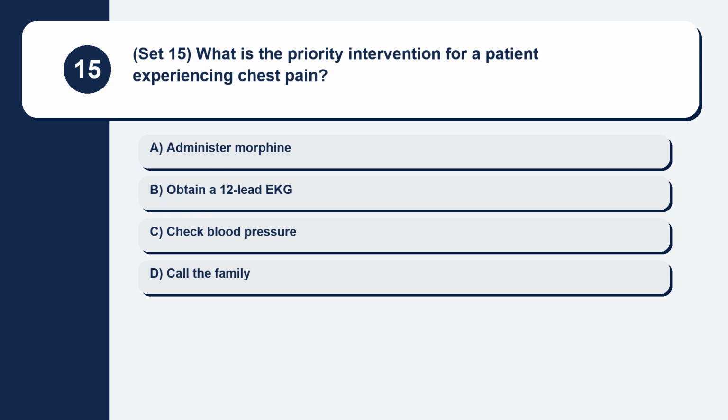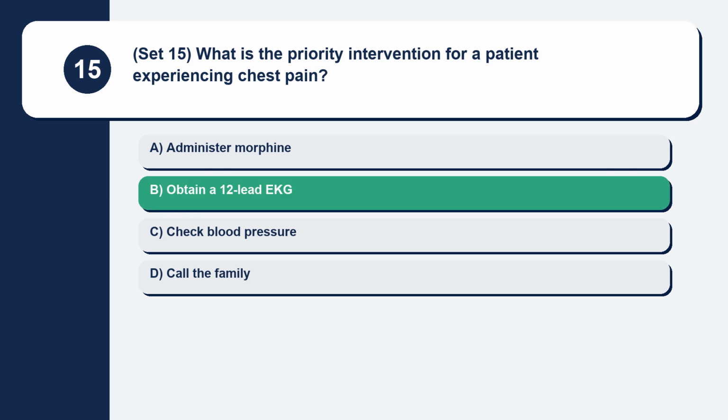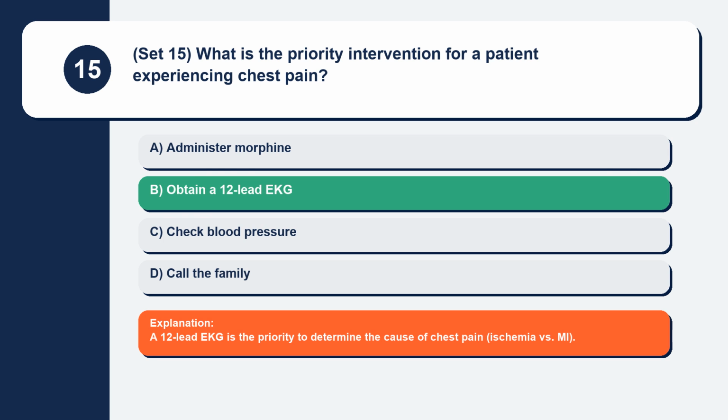Question 15. Set 15. What is the priority intervention for a patient experiencing chest pain? Administer morphine, obtain a 12-lead EKG, check blood pressure, call the family. A 12-lead EKG is the priority to determine the cause of chest pain, ischemia versus MI.